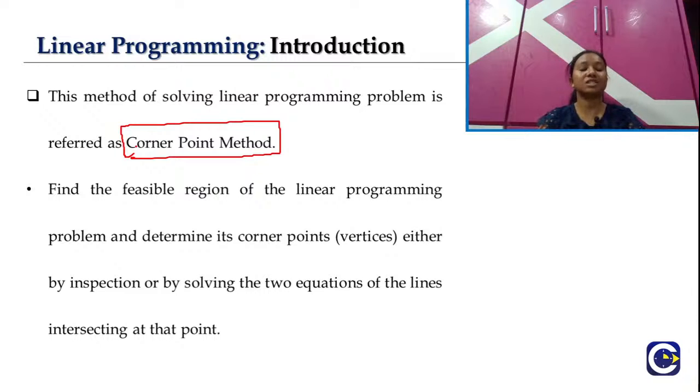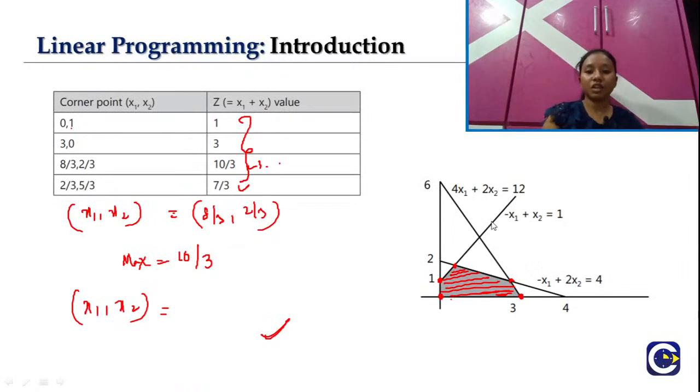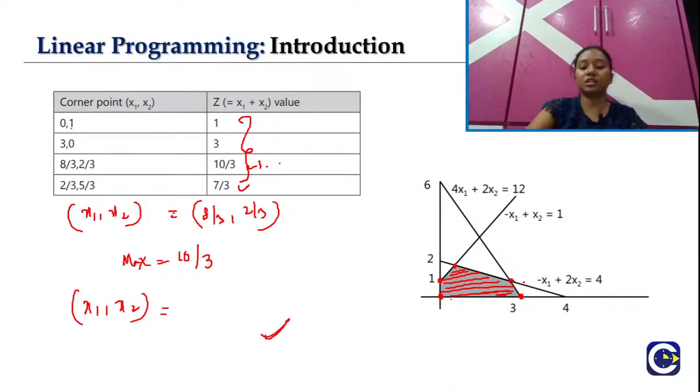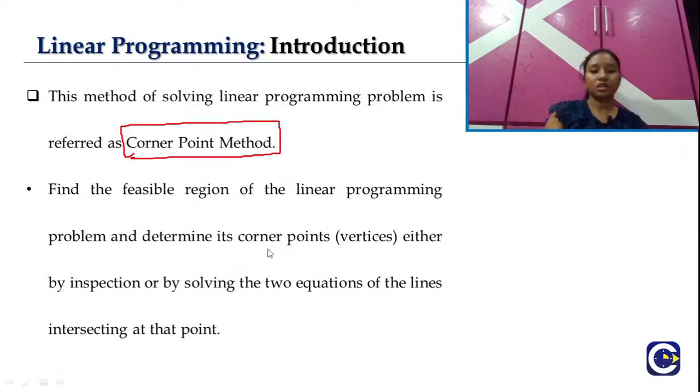So let's see what steps are involved in solving our linear programming problem using this corner point method. Find the feasible region of the linear programming problem and determine its corner points either by inspection or by solving the two equations of the lines intersecting at the point. Here we have already plotted the constraints and identified all the corner points, which are nothing but the vertices.